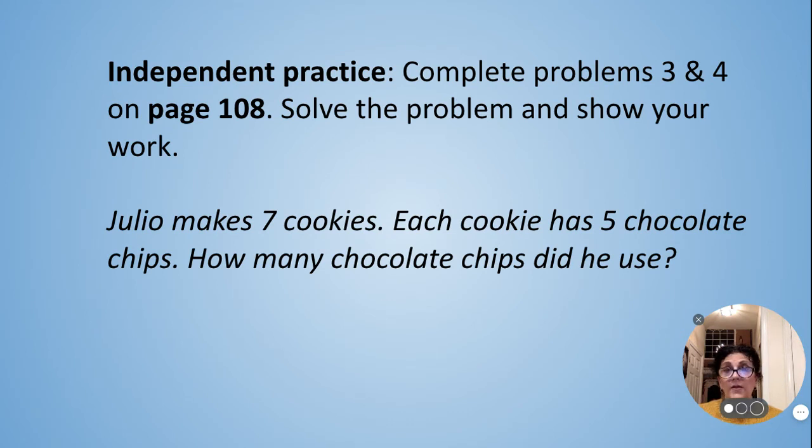So when you pause, again, reread the problem and think about that. What information is important? What will your picture look like? Or will you make an array to figure it out? And number 4 wants you to prove your work, so that would mean that you would just do some skip counting or something like that. So take your time, think about it, and complete page 108.